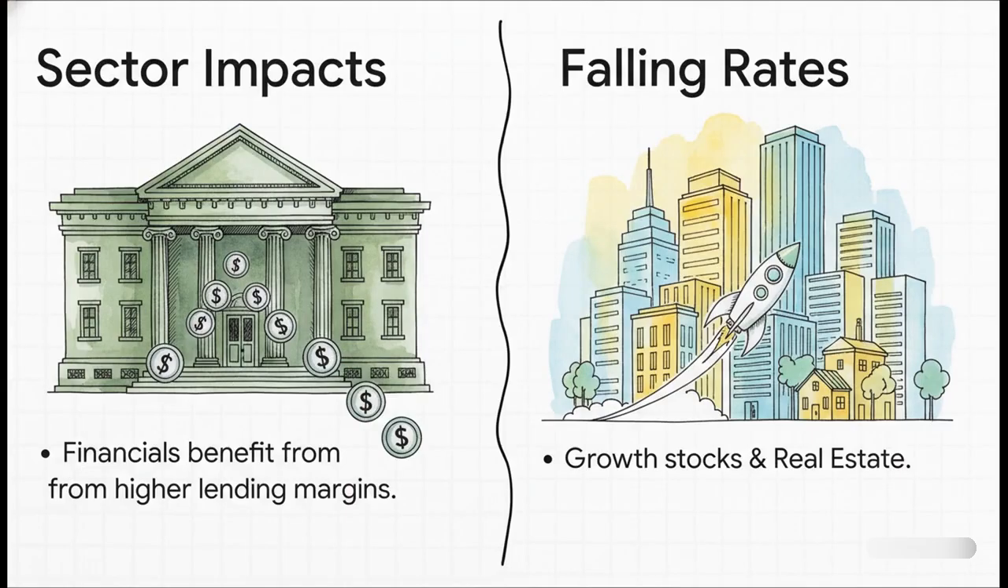Now, it's not a simple one-size-fits-all deal. Different parts of the market can have totally opposite reactions. For instance, when rates are on the rise, banks and insurance companies can actually do pretty well. Why? Because they make more money on the loans they give out. But on the flip side, when rates fall, it's like pouring rocket fuel on growth stocks. Think tech companies, utilities, real estate. Those guys love cheap money because it helps them expand like crazy.